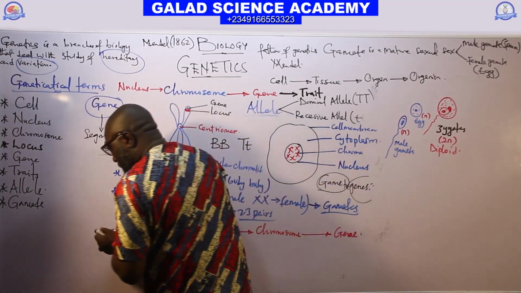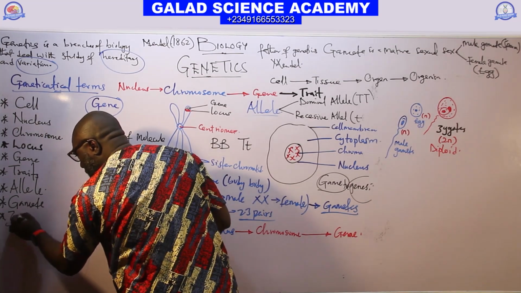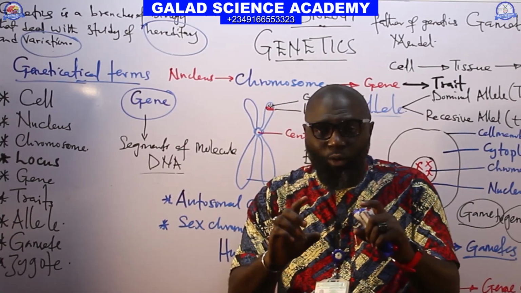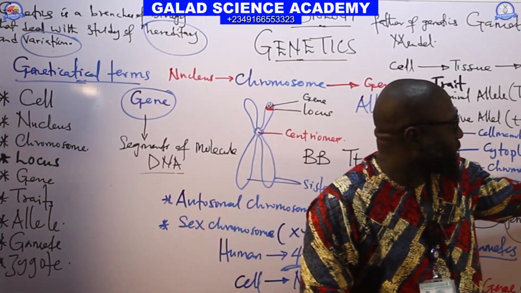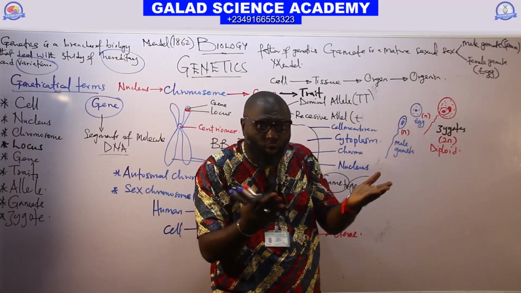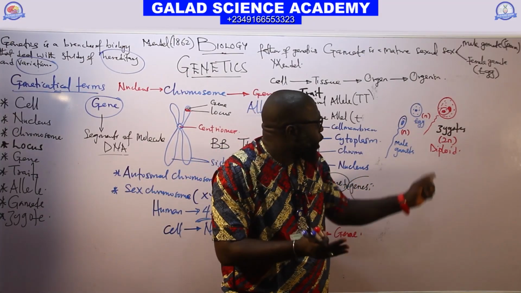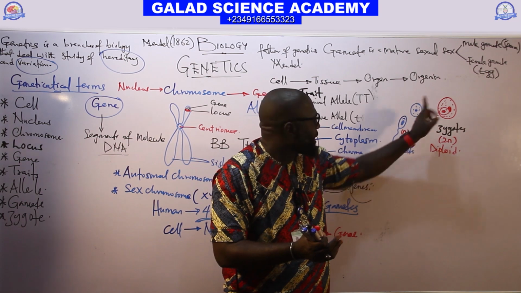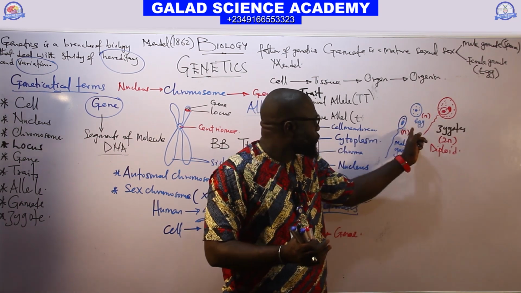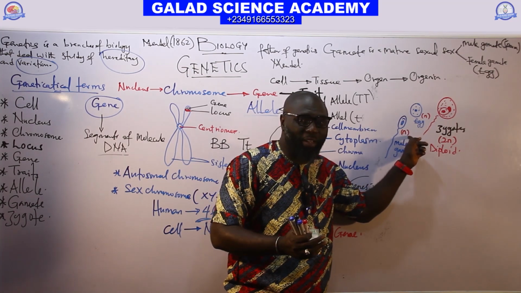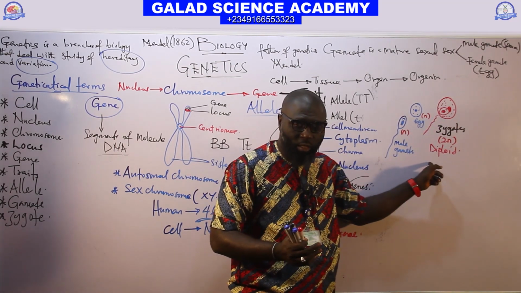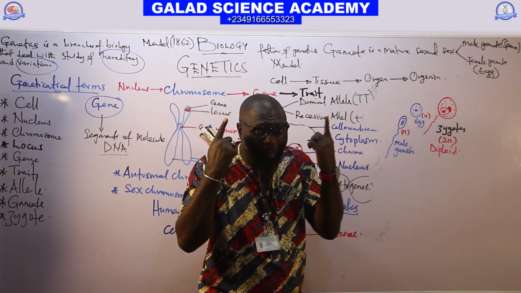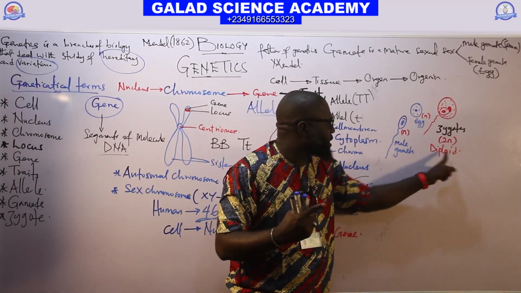So our next term here is zygote. Zygote is a single cell formed as a result of the fusion or combination of both male and female gametes. The fusion of both male and female gametes results in the zygote. A single cell formed as a result of the fusion between the male and the female gamete, we call it zygote.